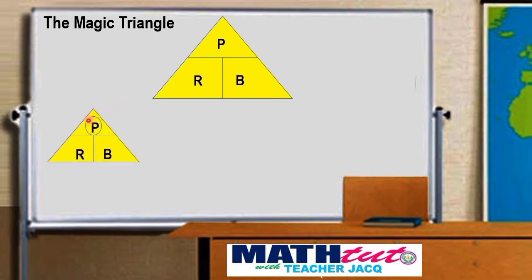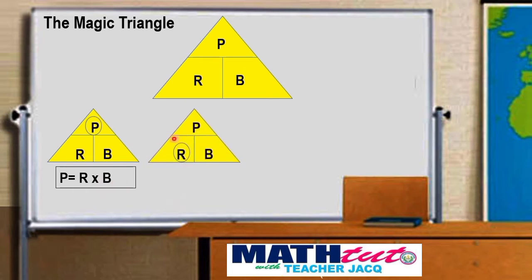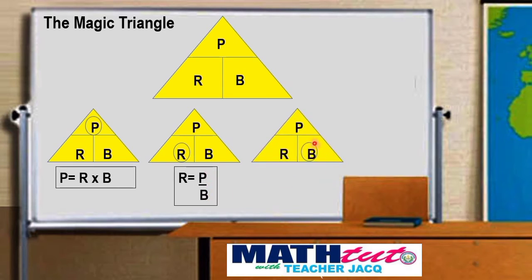Okay, if letter P or percentage is missing, our formula is P is equals to R times B, or percentage is equals to rate multiplied by base. If our rate is missing, our formula is P over B, or rate is equals to percentage divided by base. And then the last one, if our base is missing, our formula is percentage divided by rate, or B is equals to P over R.